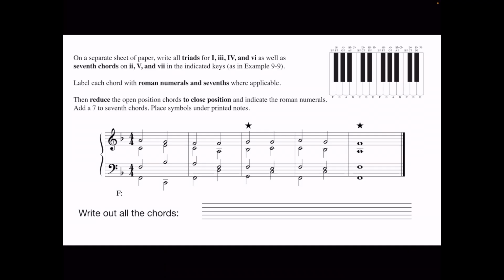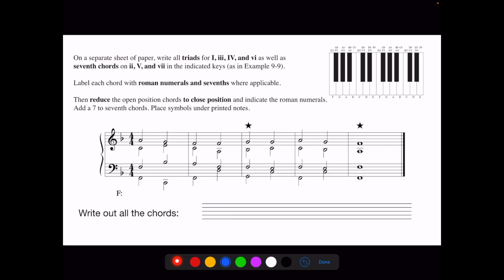Alright, so exercises. This is actually taken directly from one of the assignments, so you're welcome, because you can basically just copy down the answer. So let's read the question together. It says, on a separate sheet of paper, write all triads for 1, 3, 4, and 6, as well as 7th chords on 2, 5, and 7 in the indicated keys. Label each chord with Roman numerals and seventh, where applicable, and then reduce the open position chords to close position and indicate the Roman numerals. Add a 7 to 7th chords and place symbols under printed notes.